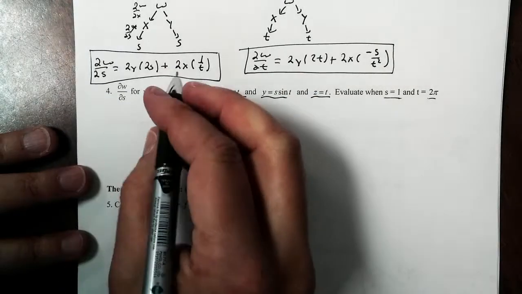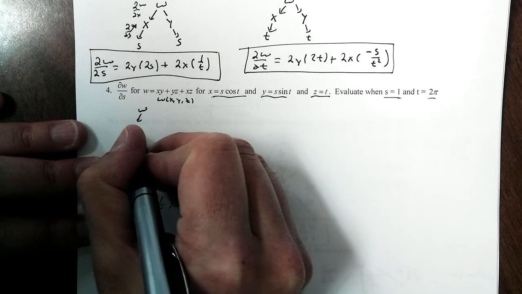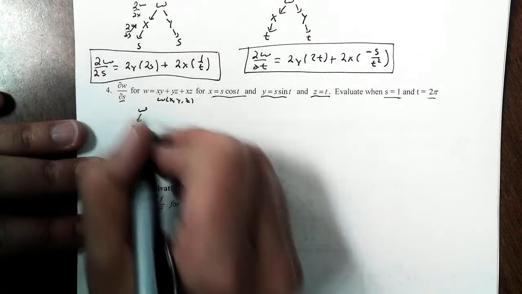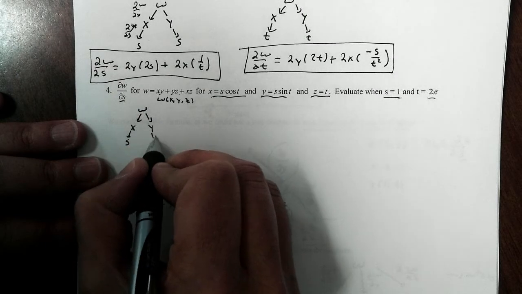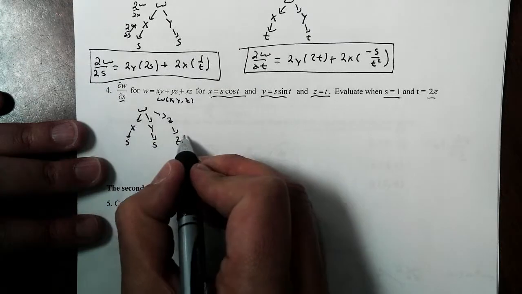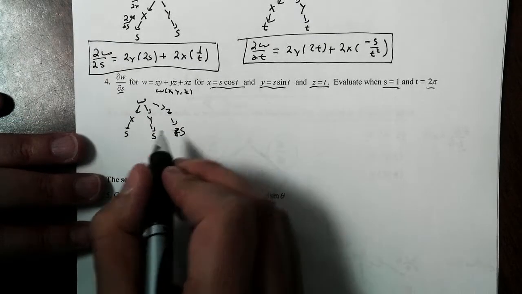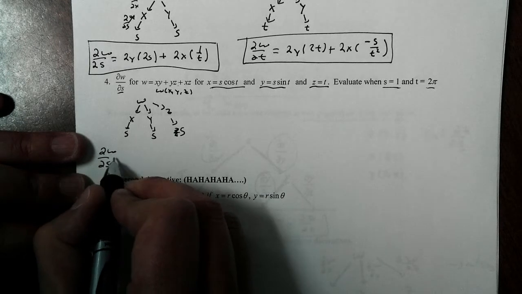So let's go ahead and set it. Let's take our derivative. We're going to go w with respect to x first. We're looking for the partial with respect to s. So we're looking at s. W with y, y with s. W with z, z with s. There we go. So we can do this. Our partial of w with respect to s.